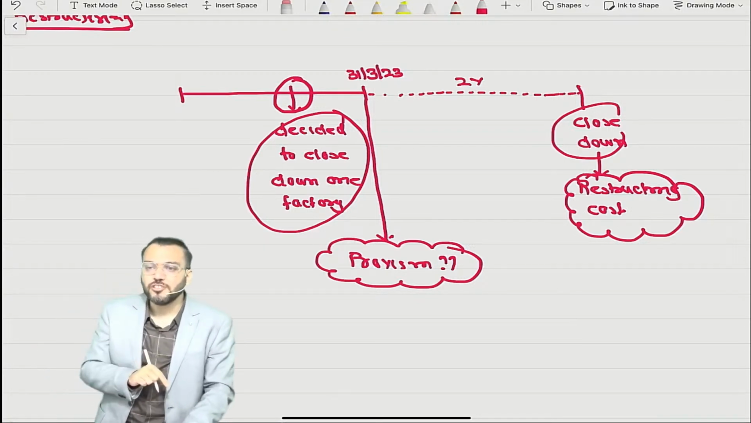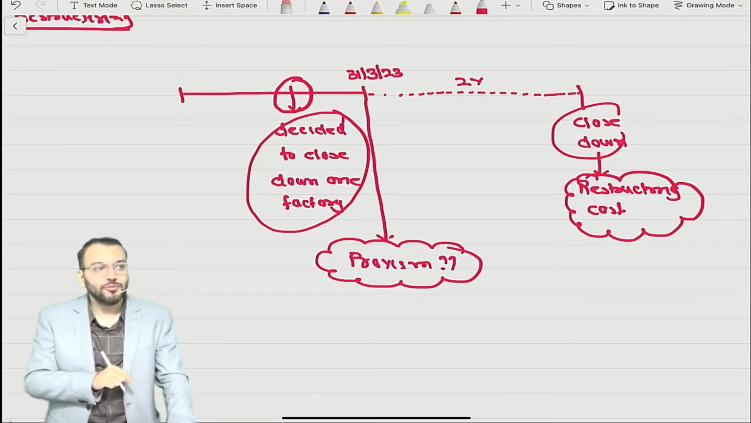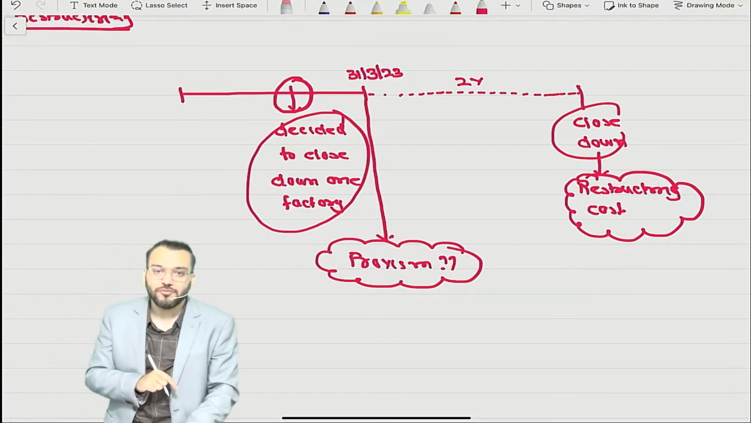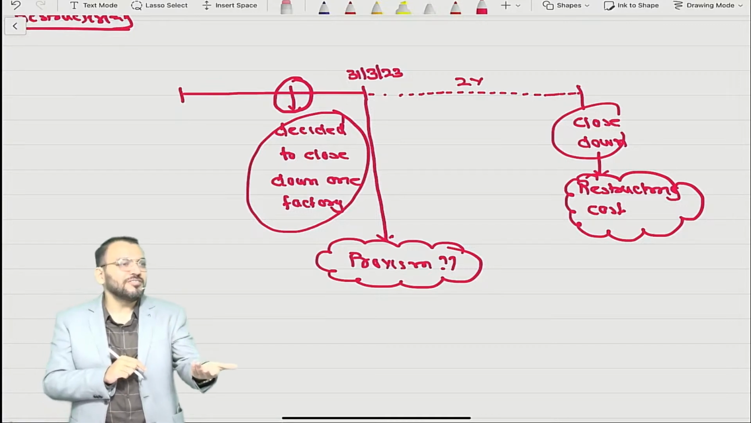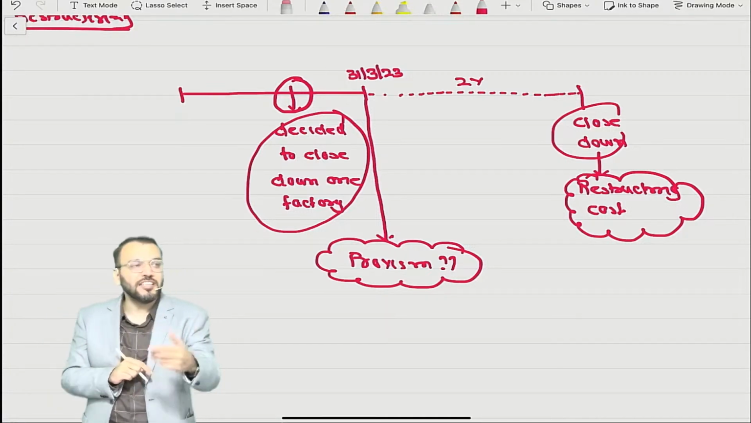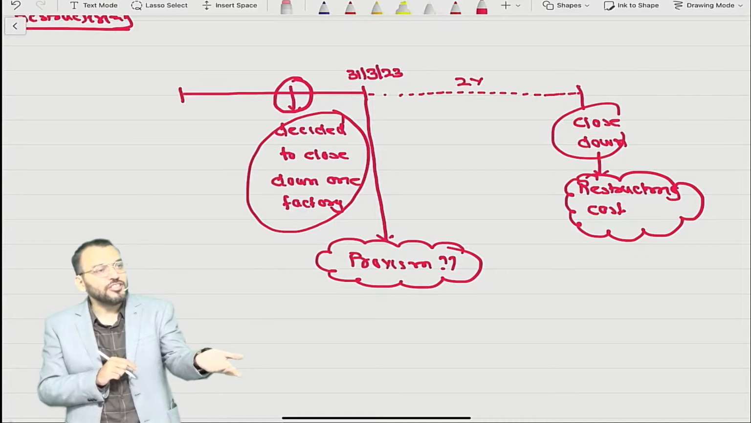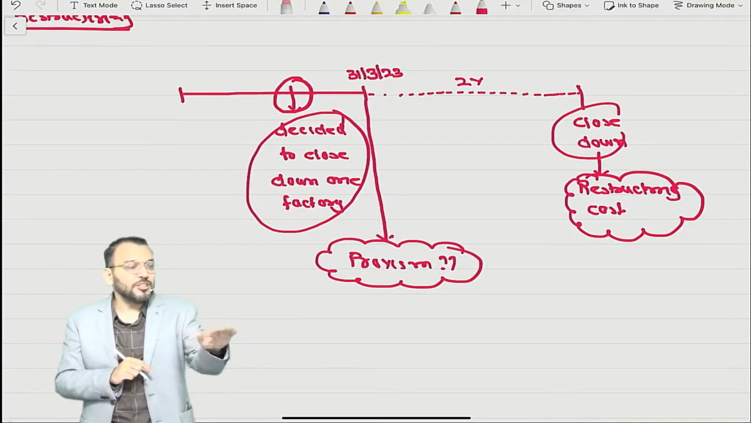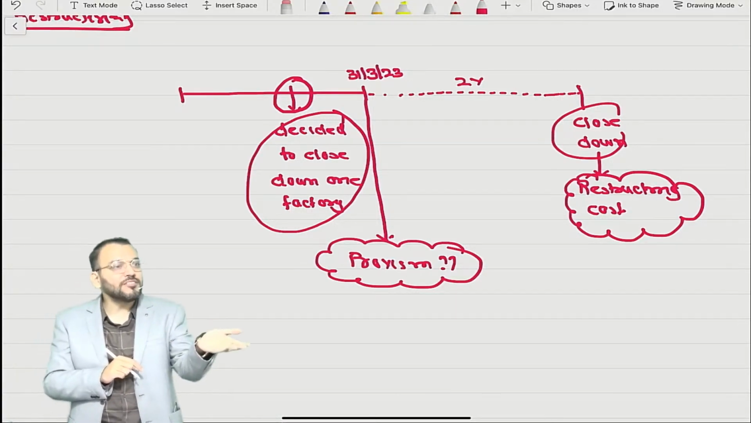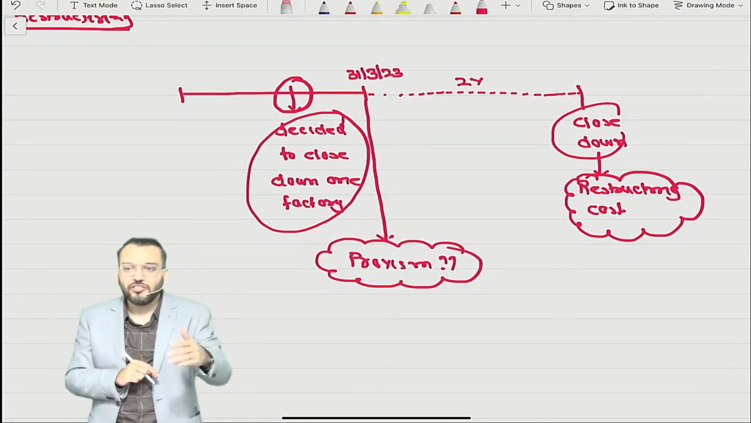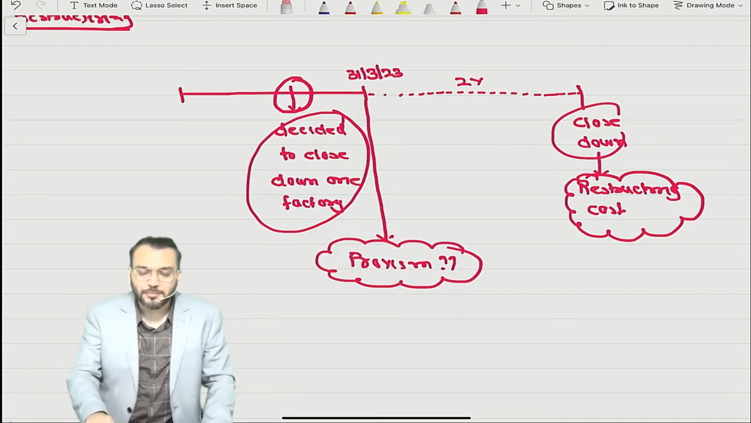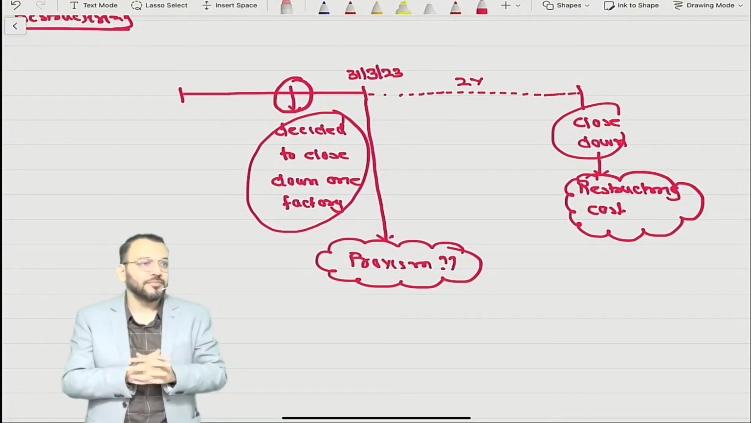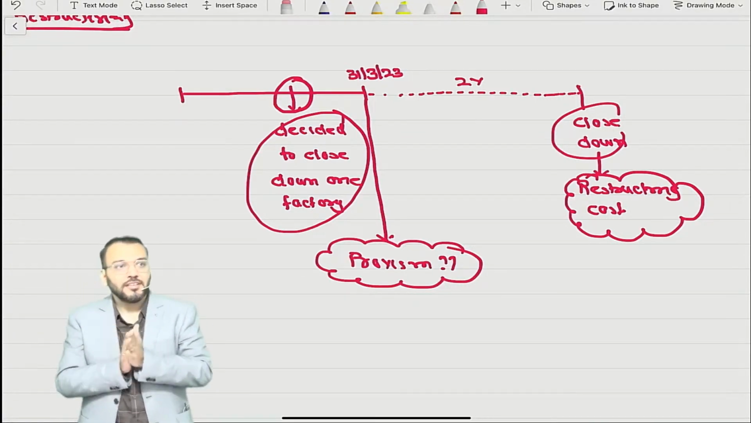So should we create a provision or not? Yes or no? Either you say yes or no. Those who are saying no, has your answer changed or not? If you were saying no initially, now your answer has become yes. Now let me give you some facts. Just try to understand.